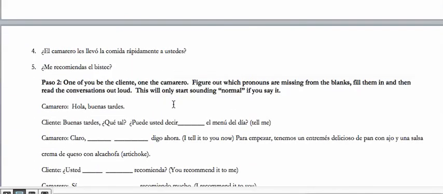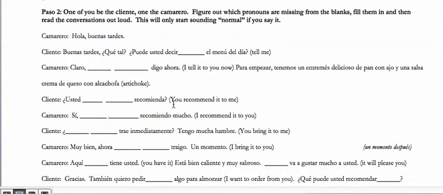Let's look at the second section here. Paso dos. One of you will be the cliente, one the camarero. Okay? Remember that if you are in a restaurant, normally you're going to use the usted form. So I want you to use the usted form throughout. Hola, buenas tardes. Buenas tardes, ¿qué tal? ¿Puede usted decir el menú del día? Tell me el menú del día.